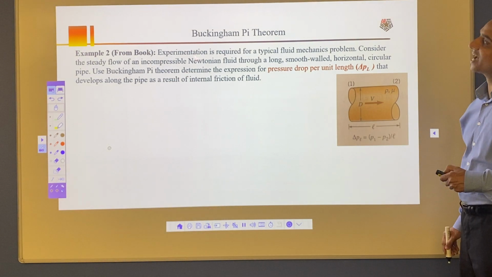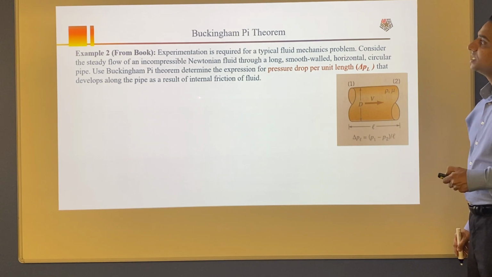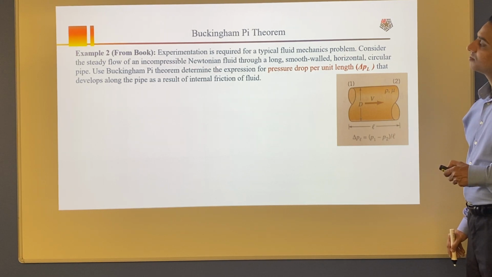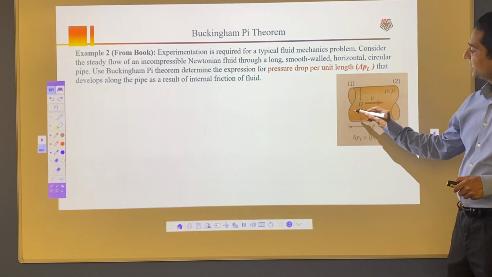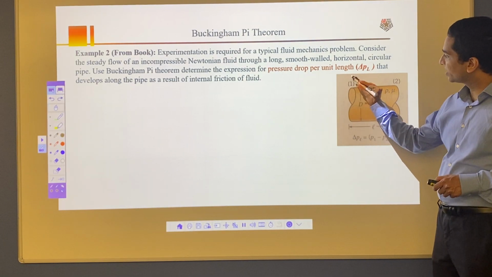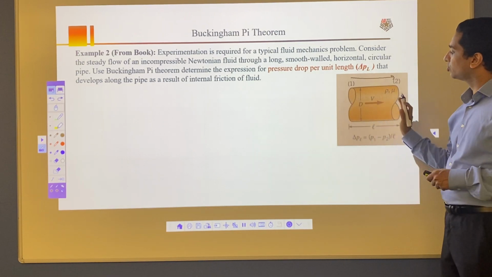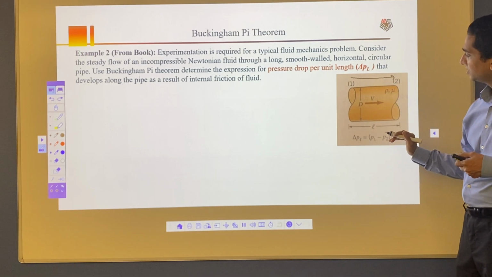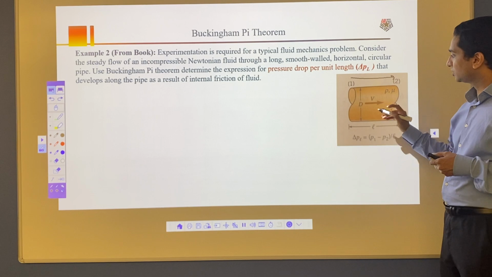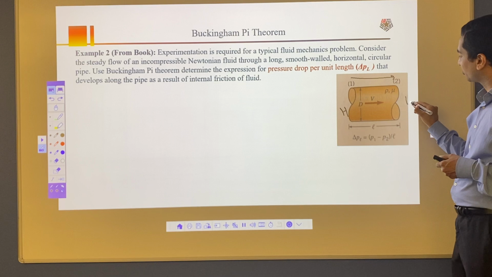In this problem, experimentation is required for a typical fluid mechanics problem. Consider a steady flow of a fluid along a small, long, smooth-walled horizontal circular pipe. So what we have here is a pipe, and the flow is going from point 1 to point 2. As the flow goes from point 1 to point 2 inside the pipe, because of friction you are going to lose energy, and because of that, you are going to lose pressure. So you get high pressure here, and as friction acts, you get low pressure here.